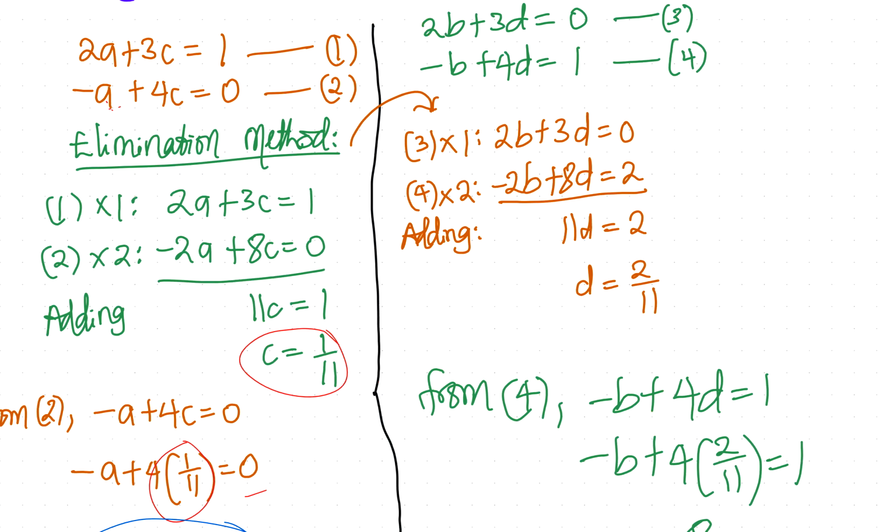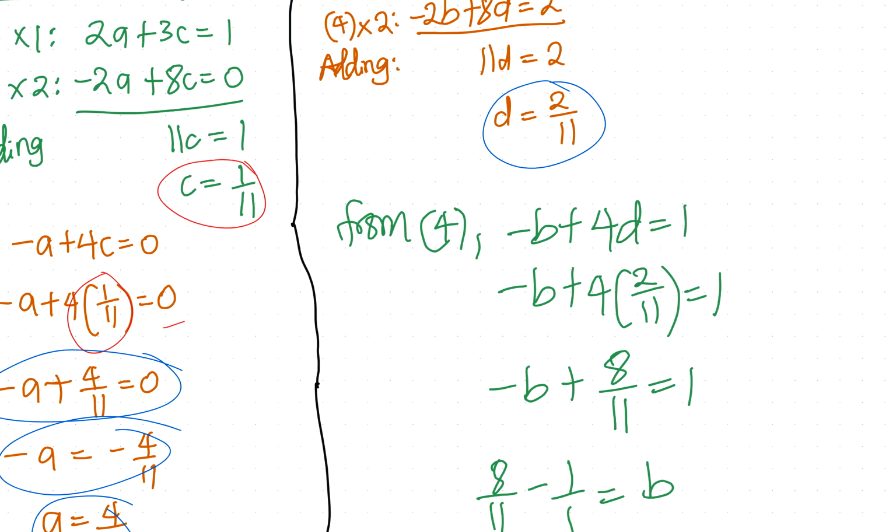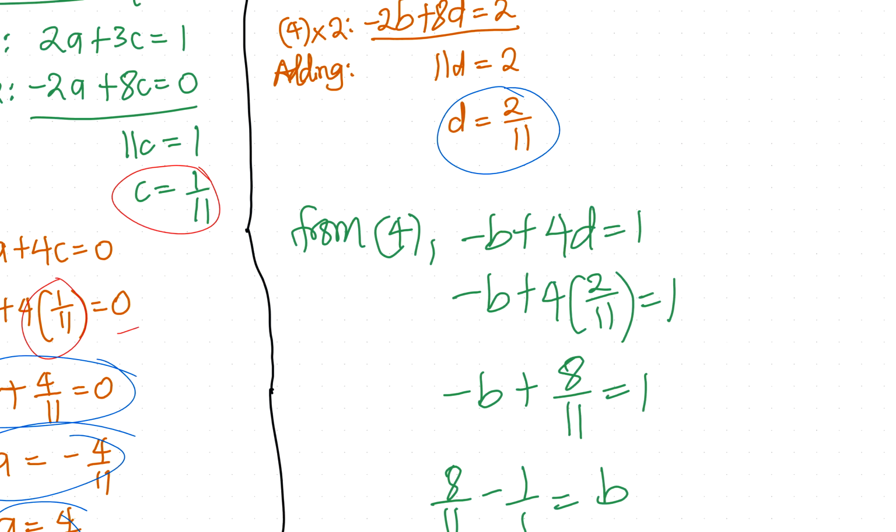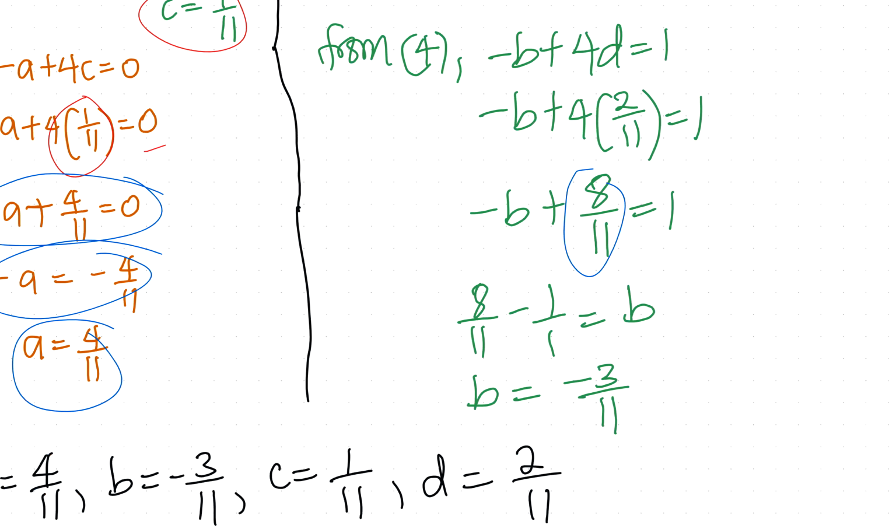Now that you have D to be 2 over 11, you can say minus B plus 4D equals 1. Then minus B plus 4 into 2 over 11 equals 1. So 4 times 2 over 11 is 8 over 11. So minus B plus 8 over 11 is 1. What I just did here is to move minus B to this side. So I have B, and then I bring 1. So it's 8 over 11 minus 1 over 1.